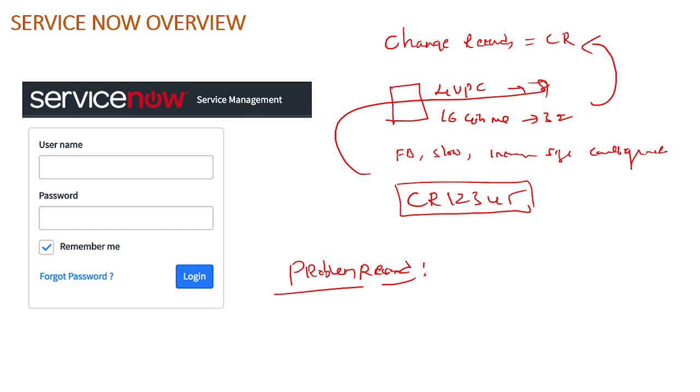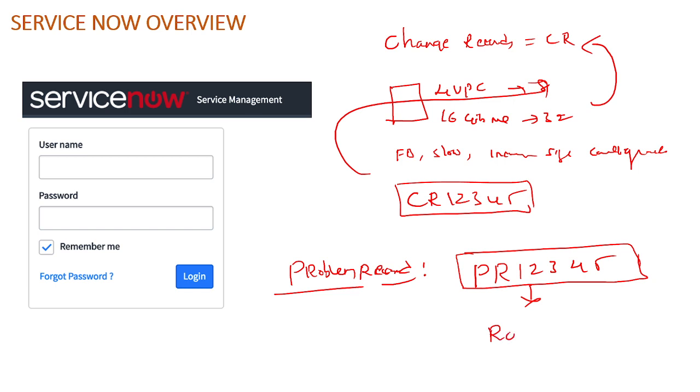Then they will raise a problem record, and the problem record looks like PR12345. This problem record gives you an option to investigate what exactly the issue is for these everyday issues. Then you have to identify what the root cause is.